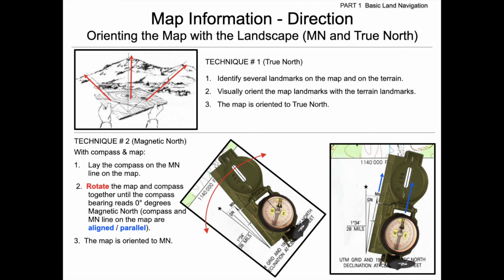Technique number two is magnetic north. So with the compass and the map, you can do this technique. Number one, you lay your compass on the magnetic north line of the map. You rotate the map and the compass together, so you're holding it firm together, right? You rotate them until the compass bearing reads 0 degrees, magnetic north. Now the map is oriented to magnetic north. Pretty simple. And you're getting those nice little pictures down there to show you how to do that.